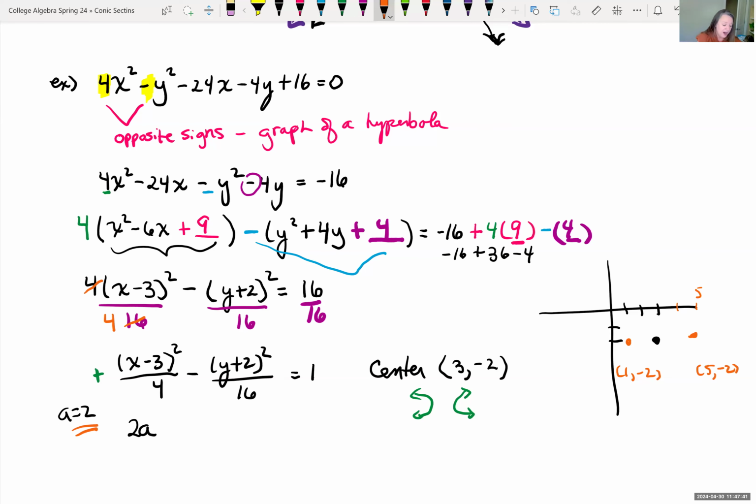So to form my box, this tells me I'm going to go up 4 and down 4 from my center. So from a y value of -2 going up 4, my y value now would be 2. And if I went down 4, my y value here would be -6. So we have 3, -6, and we have the point 3, 2.